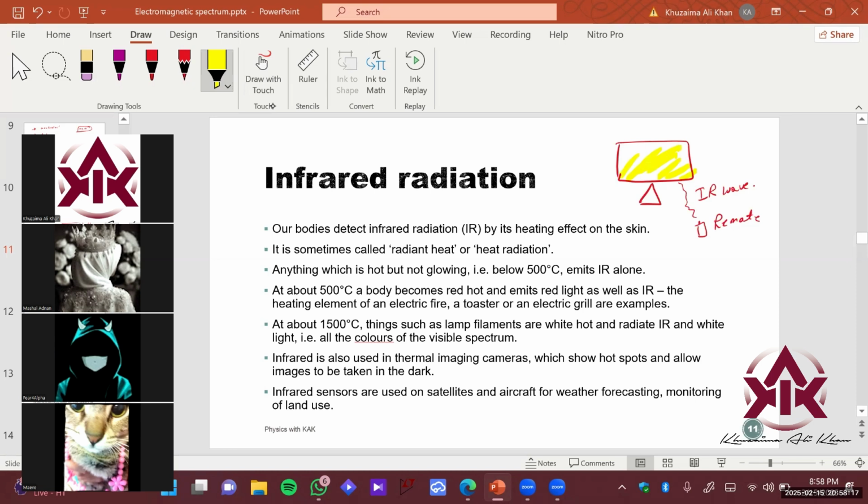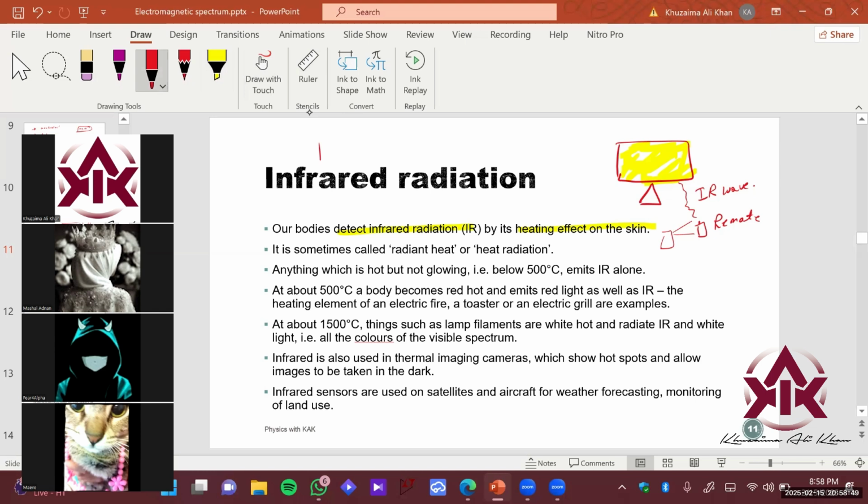So how can you observe this wave? You can just take your phone camera and record the remote when you operate it. There would be a small light which is flashing whenever you click any button. That is generating an IR wave to control the television. So our bodies also generate IR waves, and we can detect it if we feel hot, right?